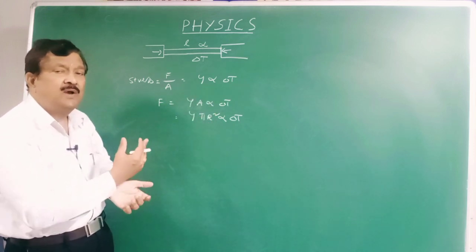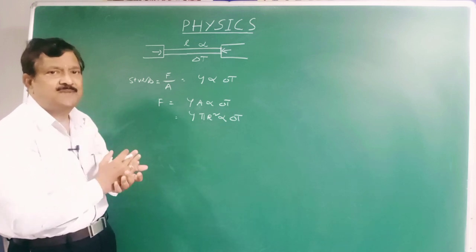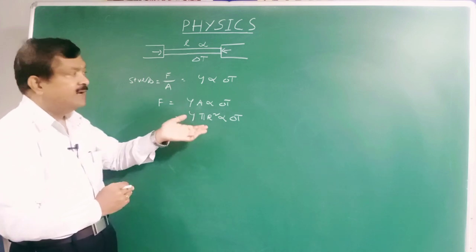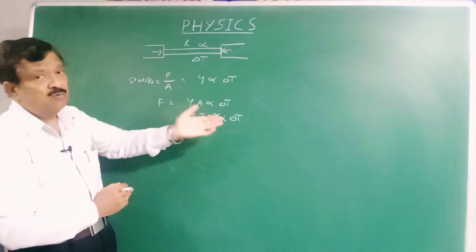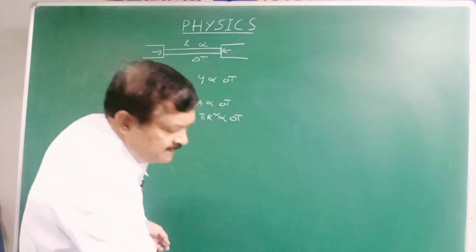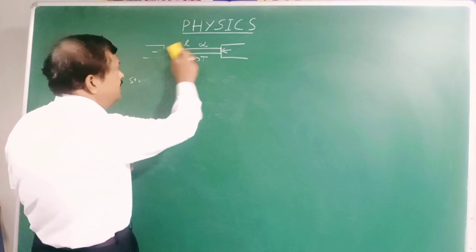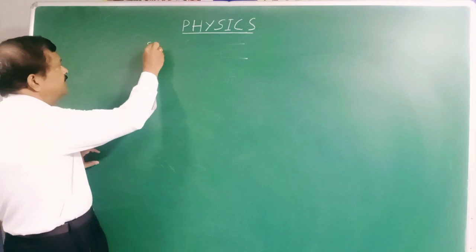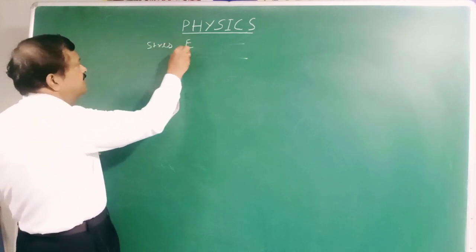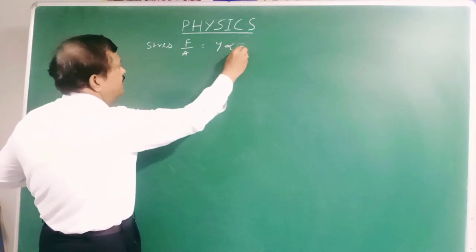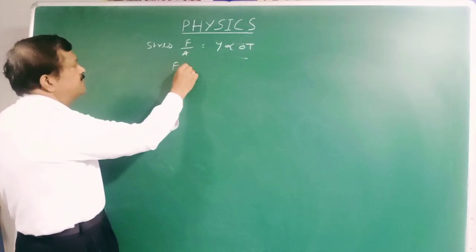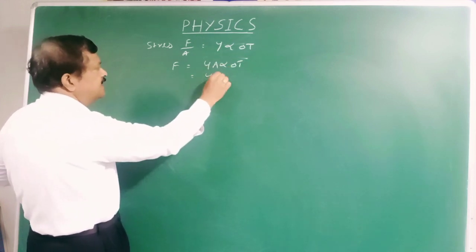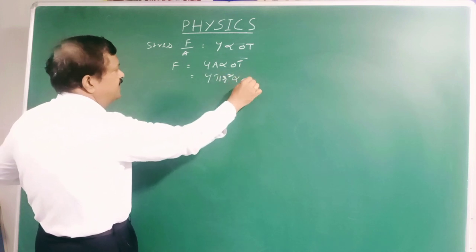But how to apply them, we have to learn by working through numericals. Learning through numericals is the easiest way. So let us try to apply these equations in the given cases. Let me take these two equations on the board. The first equation is thermal stress, force by area, equals Y alpha delta T. The thermal force is Y A alpha delta T, or for a circular cross section, pi R square Y alpha delta T.